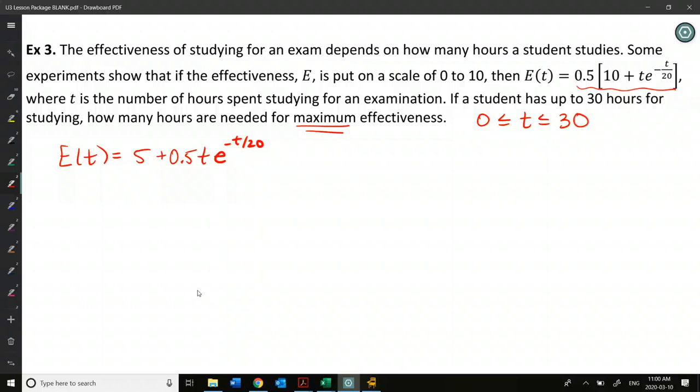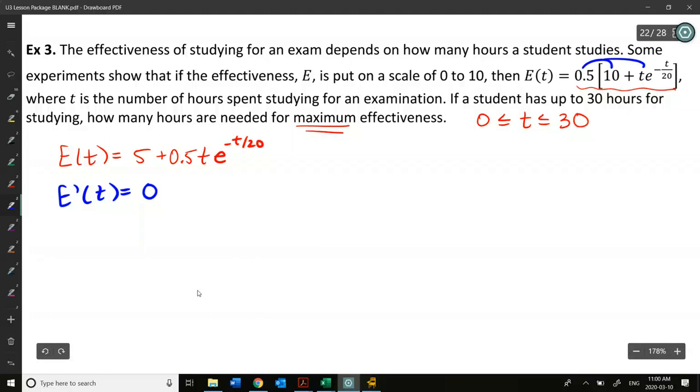Okay, so finding the derivative here. The derivative of 5 is 0. Hold on, Mr. Taylor. How did you get 5 plus 0.5? Where did the 5 come from? I'm bringing the 0.5 inside the equation here.